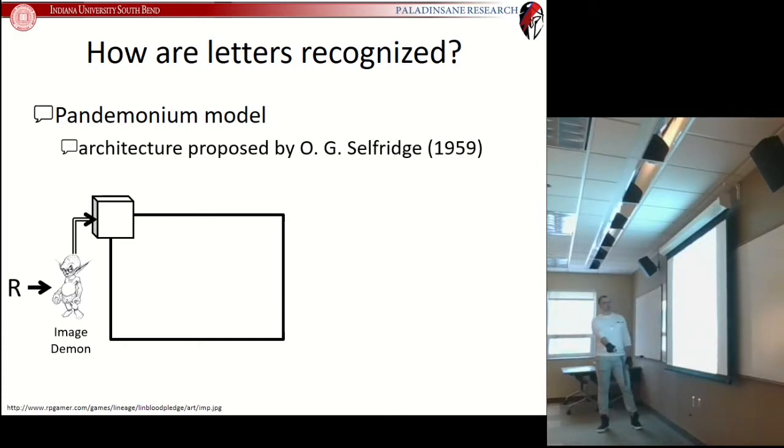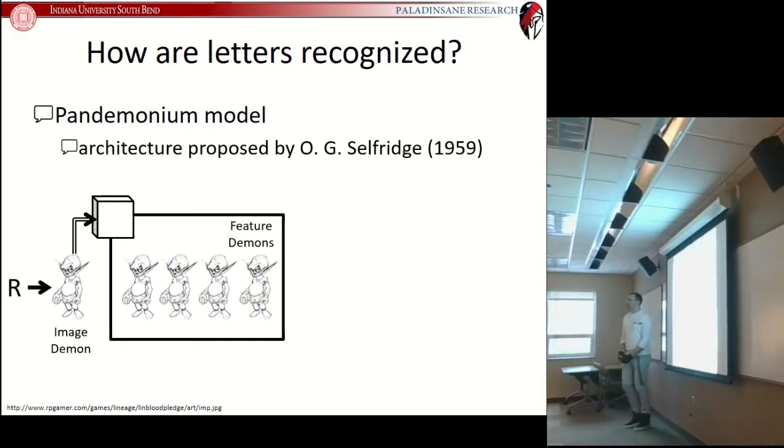And inside that room, we have a whole bunch of feature demons. And these feature demons have different little symbols on their bellies. So this one's got a vertical line on its belly. This one's got a curved line, forward slash, backslash. They have different features on their bellies. And when they see one of their features on the TV screen, they get really, really angry. They get very angry, very disturbed, and they need to tell somebody.